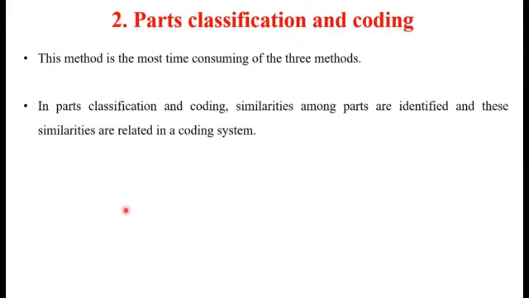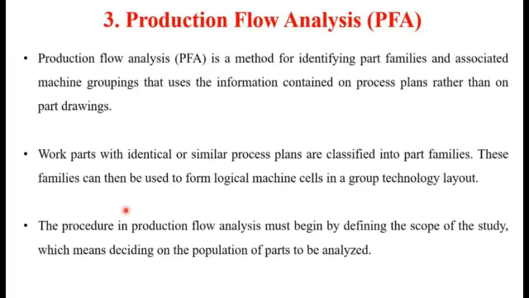The second method is part classification and coding. This method is the most time consuming of all three methods. Similarities among parts are identified, and these similarities are related in a coding system. Based on their similarities, the parts coding is done. It requires more time, and based on this coding, the grouping is done in this second method.